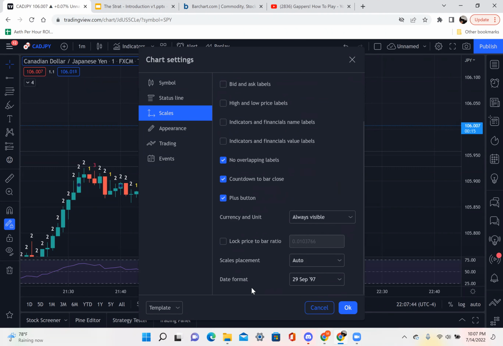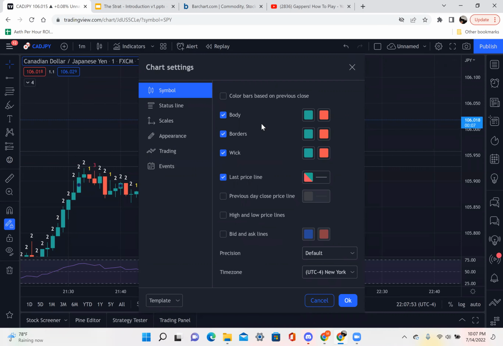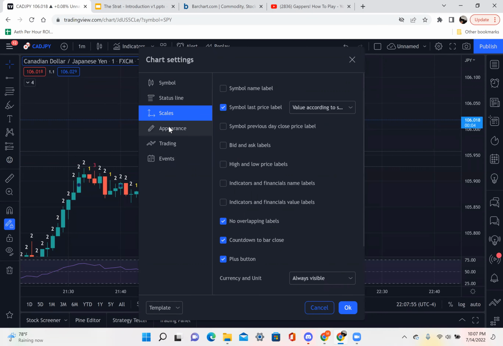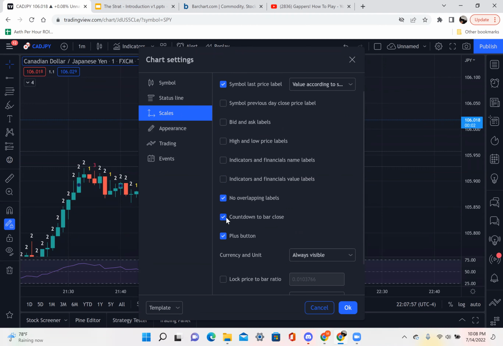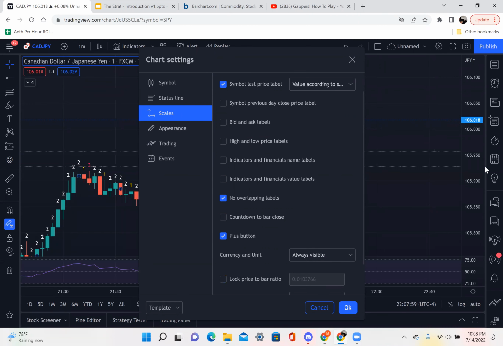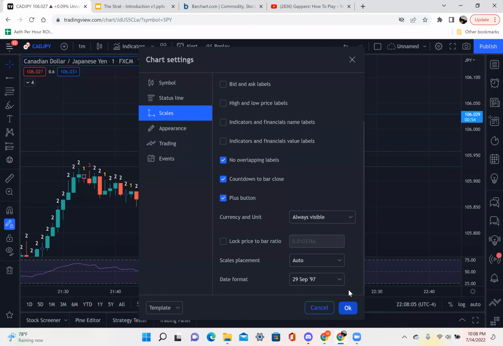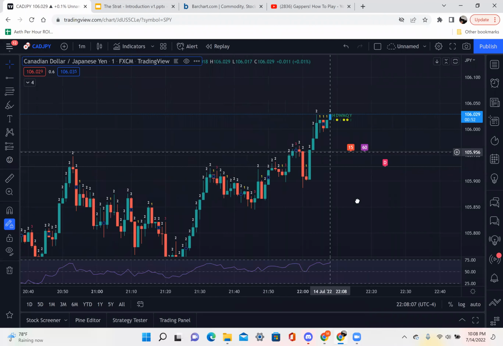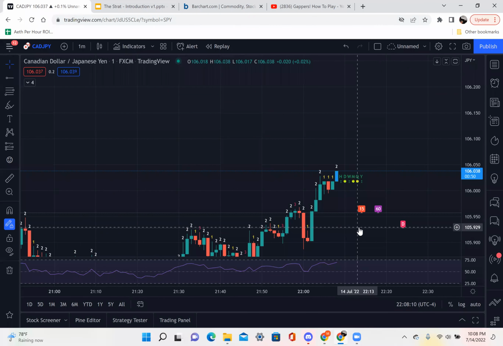Thank you. You're welcome. Right here, countdown to the bar close. See, go to scales. So what you're gonna do is click the candlestick, double click it. You're gonna go to scales and come down and click right here. You see how it just went away? It says countdown to bar close. Thank you. You're welcome. I don't like getting trumped by questions.